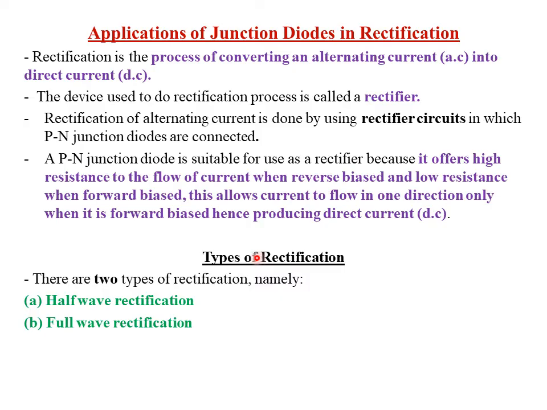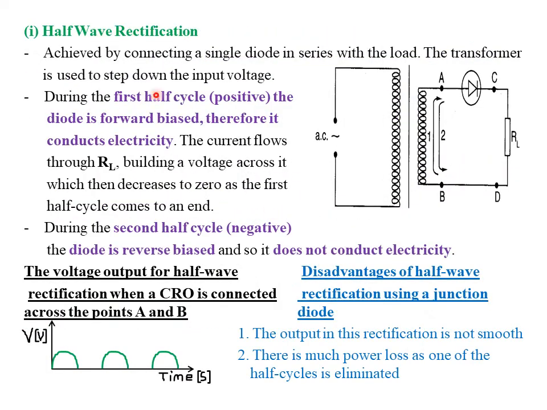Then we have two types of rectification. One, we have the half-wave rectification, and two, we have the full-wave rectification. Next, we look at the first type of rectification, which is called the half-wave rectification. The half-wave rectification is achieved by connecting a single diode in series with the load.